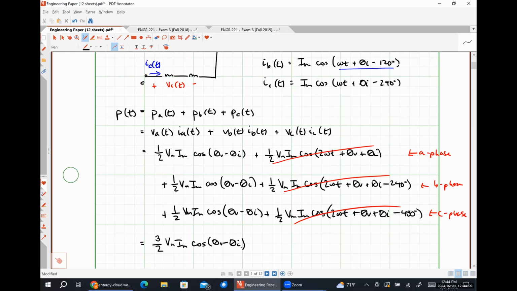Okay. All right, so our instantaneous power relationship, fairly straightforward. Effectively, it's just 3/2 times the instantaneous power in a single phase circuit, or the average power in a single phase circuit. Now let's look at complex power.